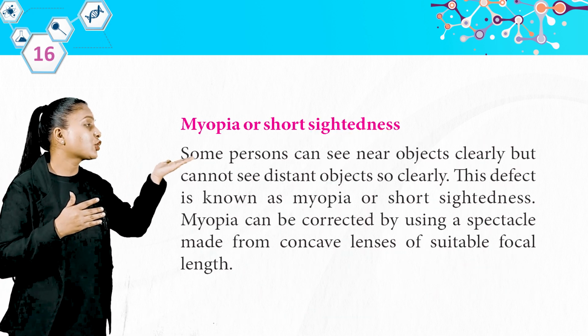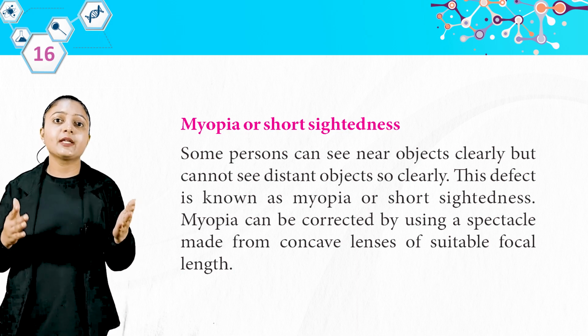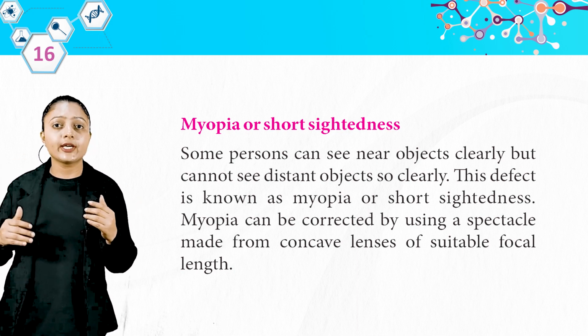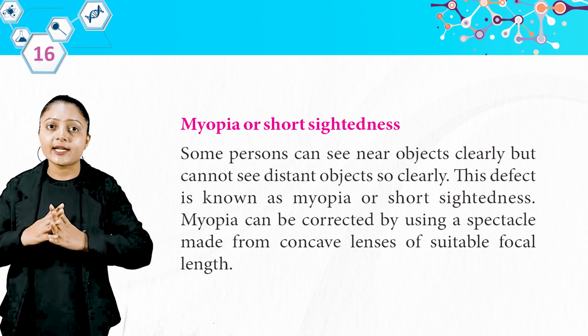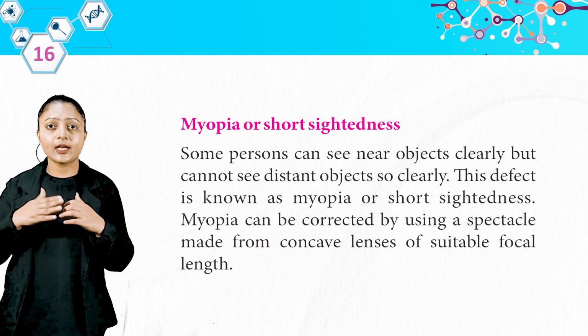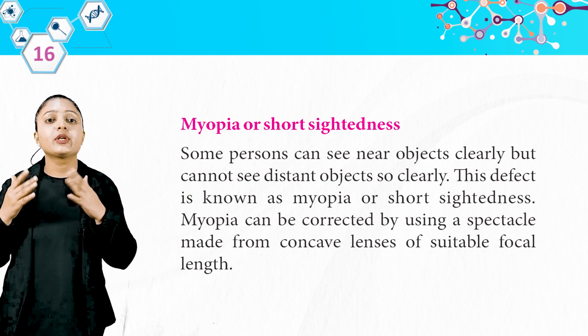Myopia or short-sightedness. Some persons can see near objects clearly but cannot see distant objects so clearly. This defect is known as myopia or short-sightedness. Myopia can be corrected by using a spectacle made from the concave lens of suitable focal length.